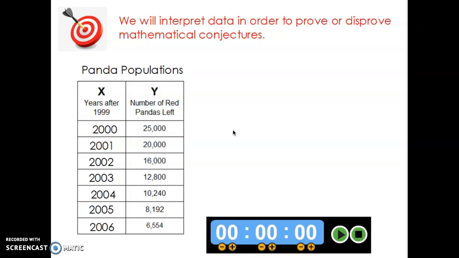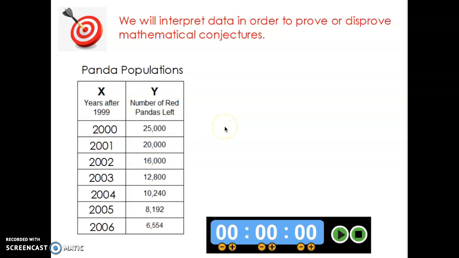The first thing that we need to do when presented with a data chart is we need to be able to read it. So it's important that you look at the title. This one's called Panda Populations, as well as you look at the columns and know what those columns mean. This column, which I've named X, is the years after 1999, and the right-hand column that I've named Y is the number of red pandas that are left in the world.